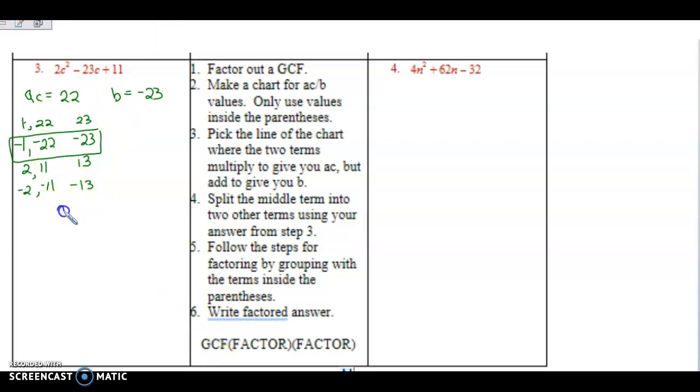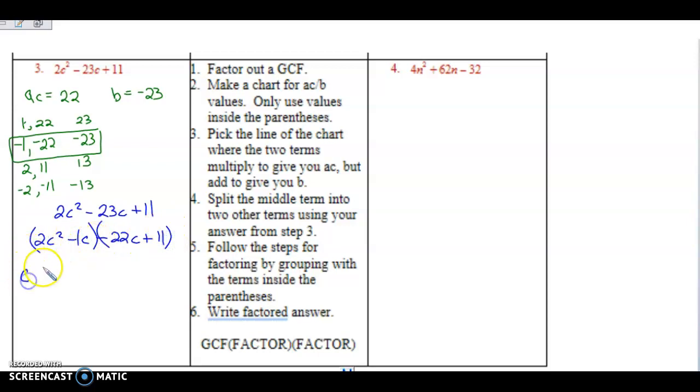So I'm going to have 2c squared minus 23c plus 11, and I'm going to split the negative 23c into negative 1c and negative 22c. So I get 2c squared minus c, if you want to put a 1 in front of it you can, minus 22c plus 11. Split it.